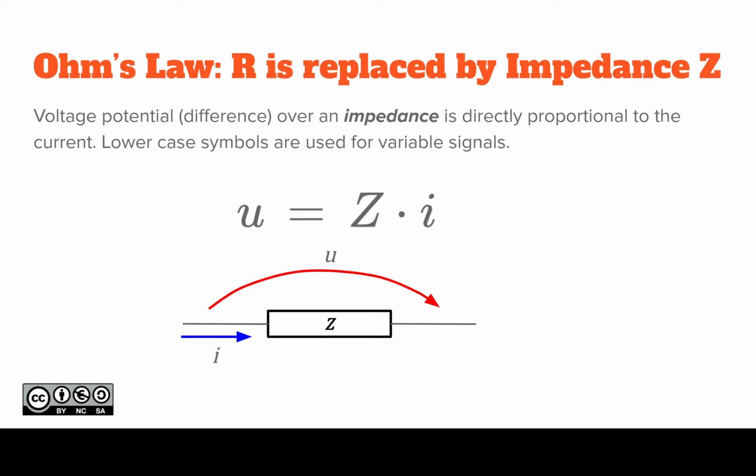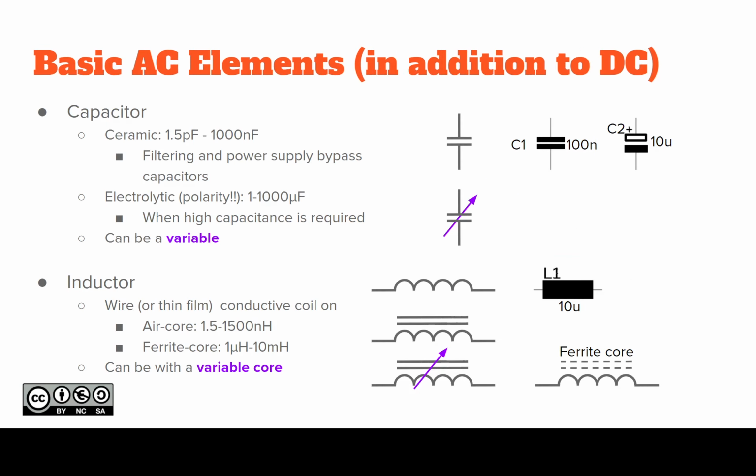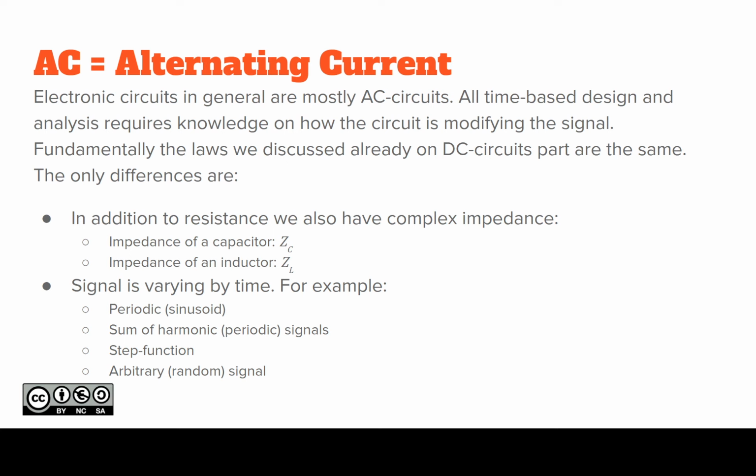Okay, so let's wrap it up again. What was different in AC compared to DC? In addition to resistance, we also have the complex impedances for capacitor and inductor. Both of them vary by the signal frequency, and also the signal is varying by time. So usually periodic or step kind of signals. We are not going to analyze much of these step kind of signals, since then the mathematics gets a little bit ugly.